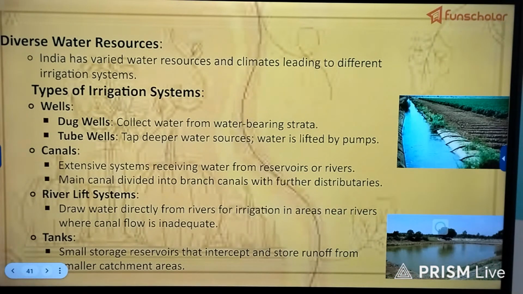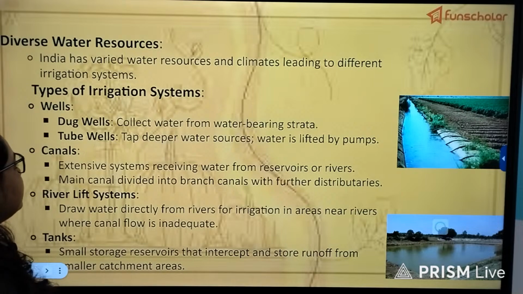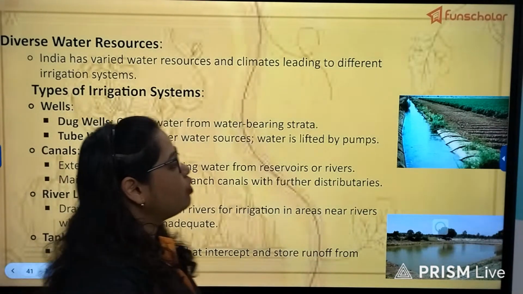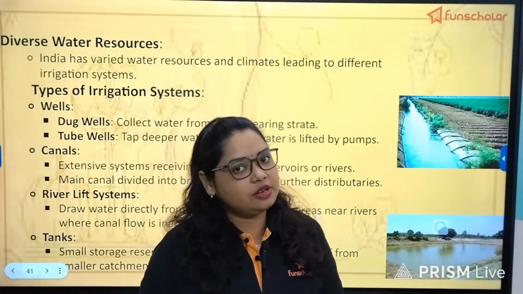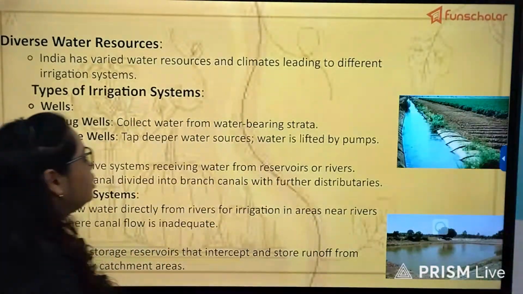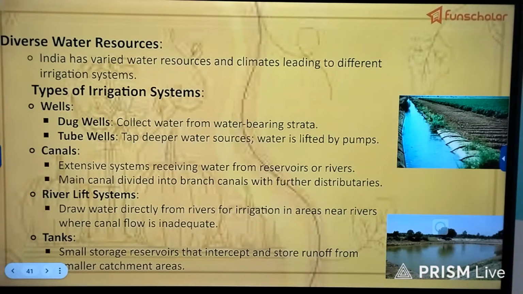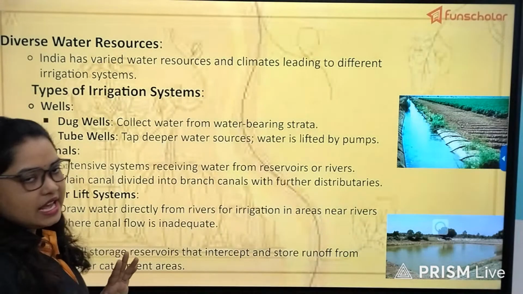Diverse water sources. Now here all the systems that you have already watched in the video have been discussed in brief. First one is the dug well and the tube well. In both these cases, water is collected from the water bearing strata, which is nothing but the groundwater level below the surface, and tube wells tap deeper water sources than the dug wells, where water is lifted by pumps and used.